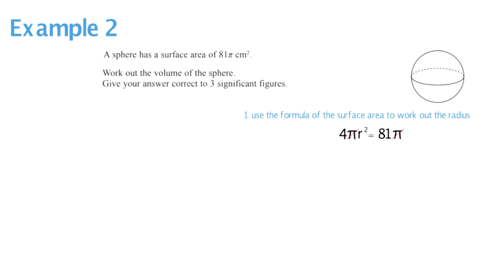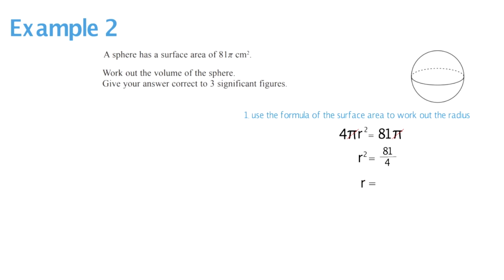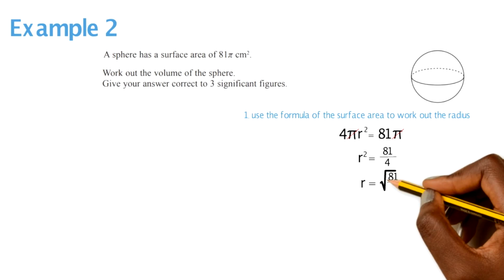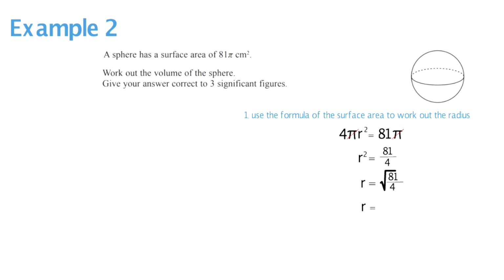Both sides have pi on either side of the equal sign, so we can cross that out. Now we're left with r squared, so radius squared, is equal to 81 over 4. Because if you divide both sides by 4, you'd be left with that. And in order to work out what r is, the radius, we are going to square root both sides. And that would leave us with r is equal to the square root of 81 over 4. And that would leave us with an answer of 9 over 2.